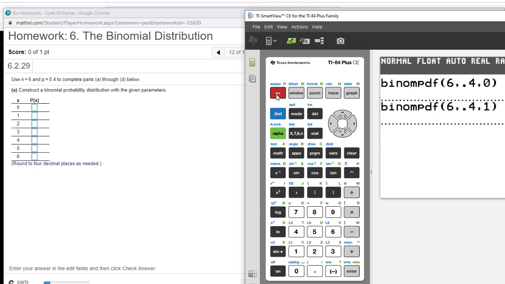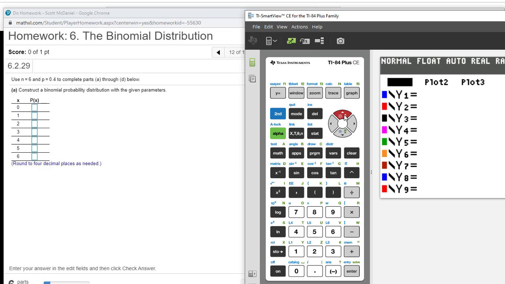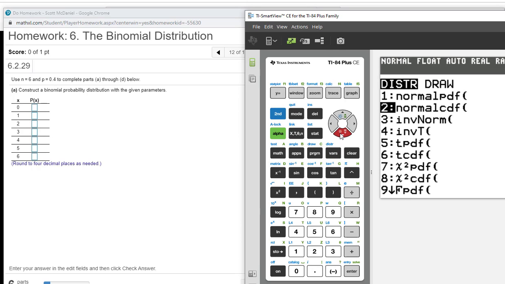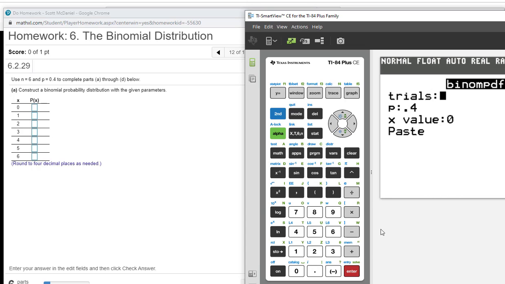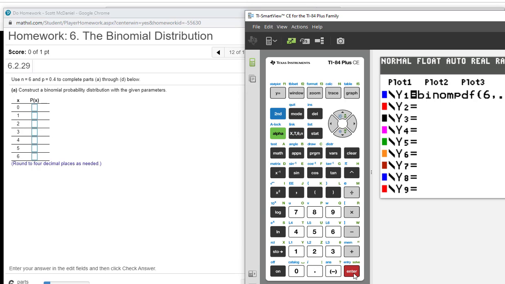I'm going to press y equals. I'm going to turn off my stat plot, press enter, come back down. Okay, so I'm going to put distribution, go down to binomPDF, and I'm going to put in 6, 0.4, and for the x value, I'm going to put this X,T,theta,n. I'm going to put x, and you'll see y in a second. Enter. So now I have this in my y equals menu, and I'm going to leverage my table feature.